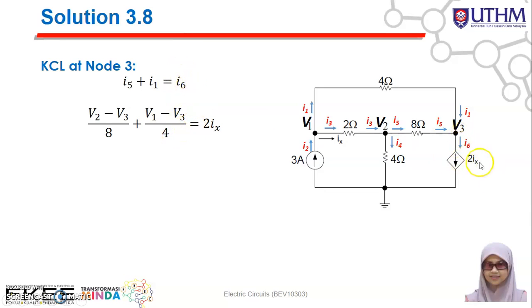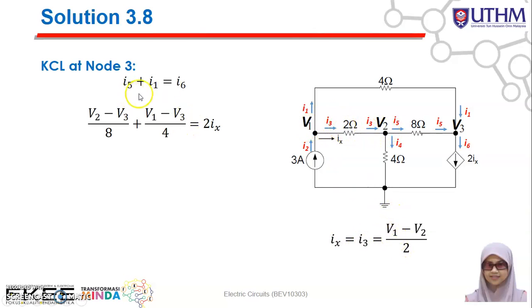In this case, I6 will be equal to the current source. So here is the current controlled current source. So the I6 will be equal to 2Ix. Right, so what is this Ix actually? Ix is referring to here. Ix will be equal to I3. And then I3 will be equal to (V1 - V2)/2.